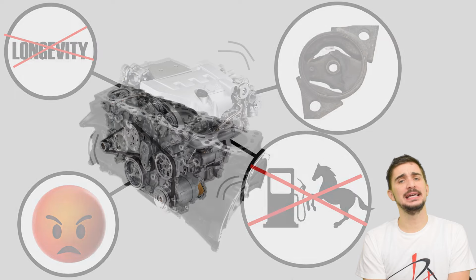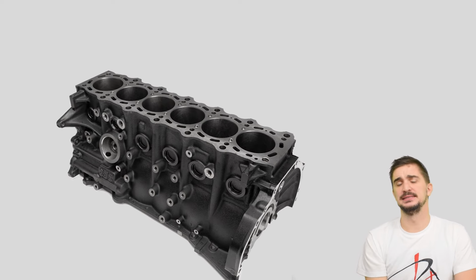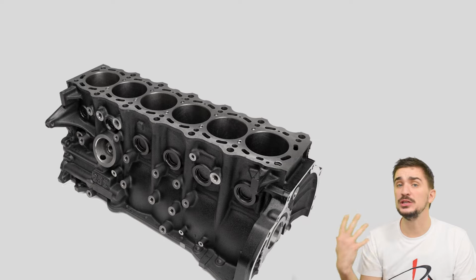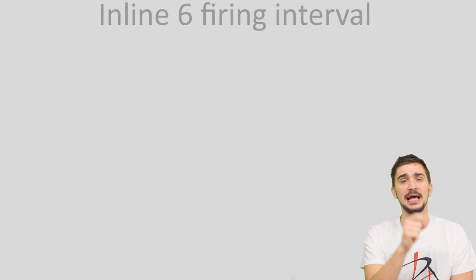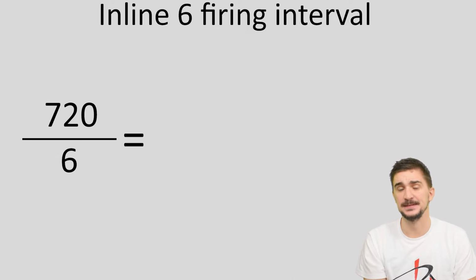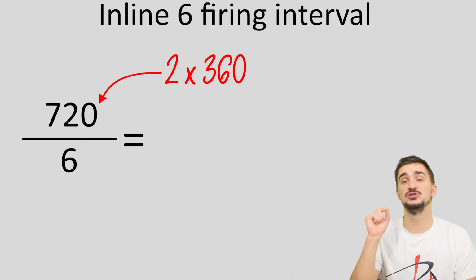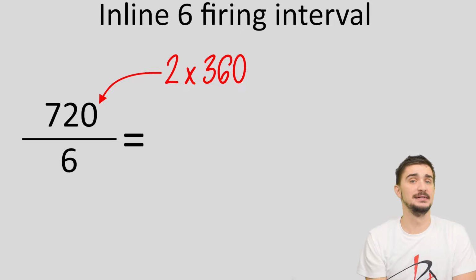Now let us start with the inline 6-cylinder engine, a beautifully simple and beautifully balanced engine configuration. To see how it's so well balanced, we're going to start by figuring out its firing interval. To do that, we use this very simple formula: 720 divided by 6. 720 is 2 times 360. 360 degrees is, of course, one full single engine revolution.